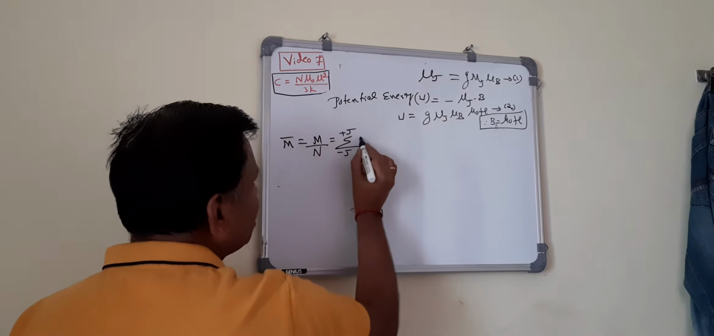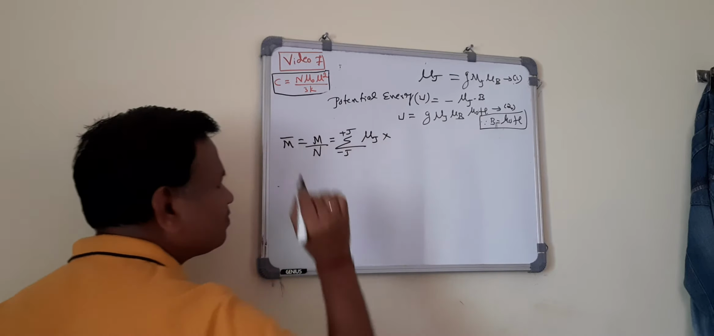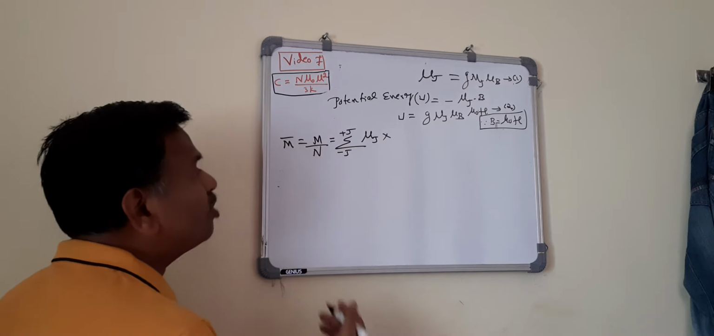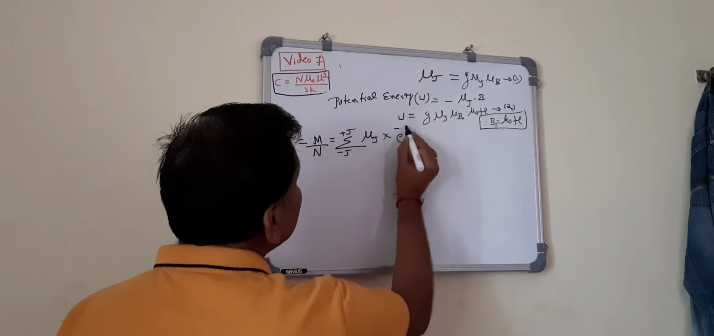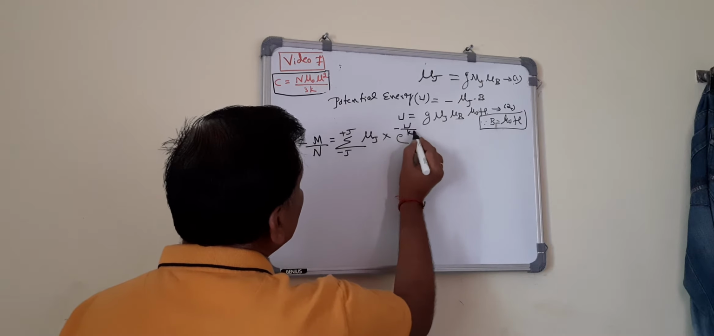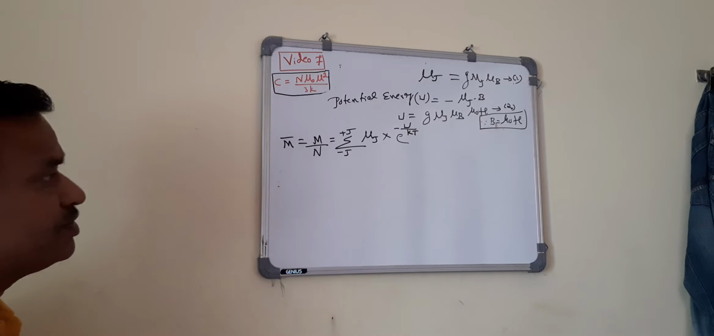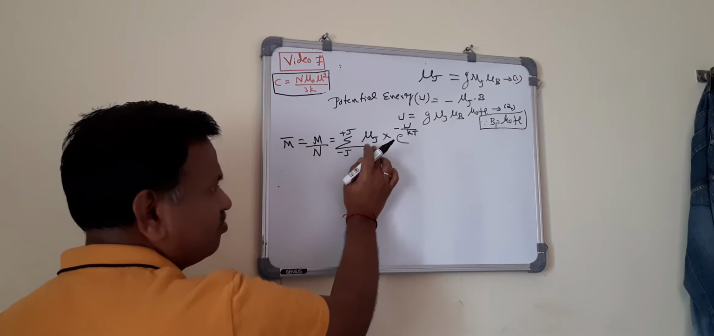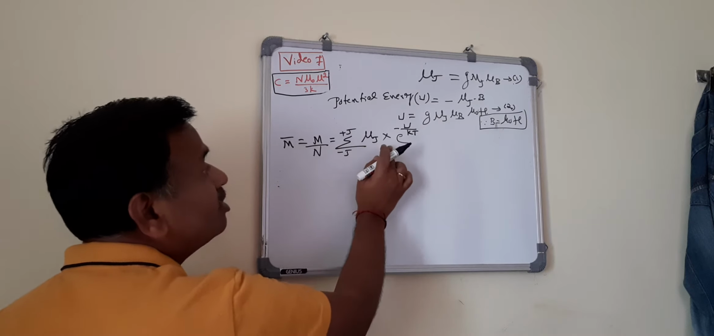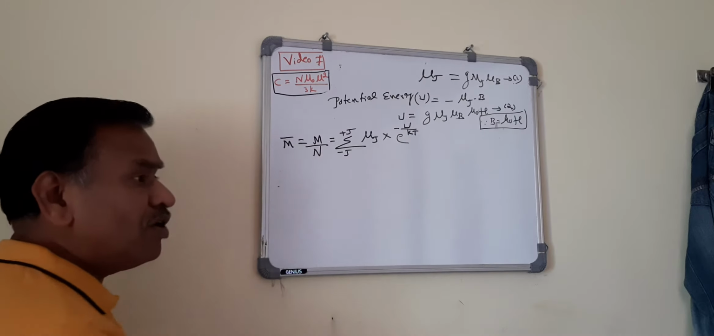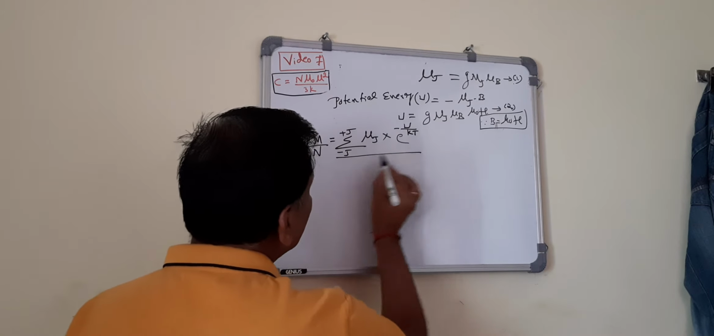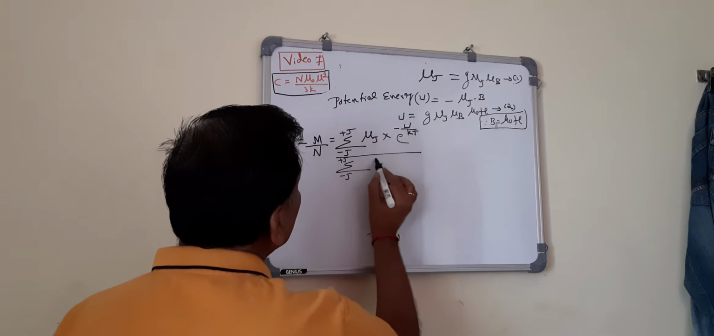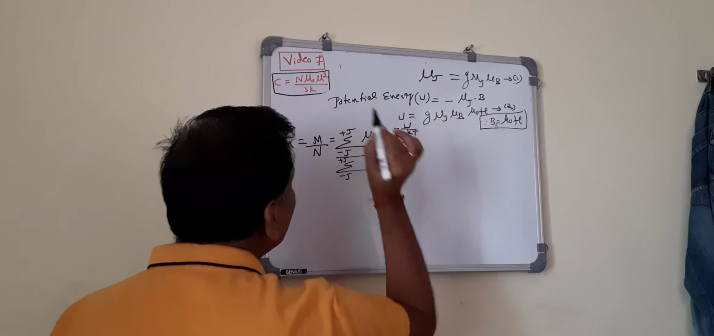Magnetic moment of each atom, this is mu j, multiplied by how the atoms are distributed, that is given by the Boltzmann distribution law. It is e to the power minus u divided by k. What is M here? The total magnetic moment equals the magnetic moment of each atomic magnet multiplied by the distribution, which is given by the Boltzmann distribution law, divided by the summation from minus j to plus j of e to the power minus u divided by kT.